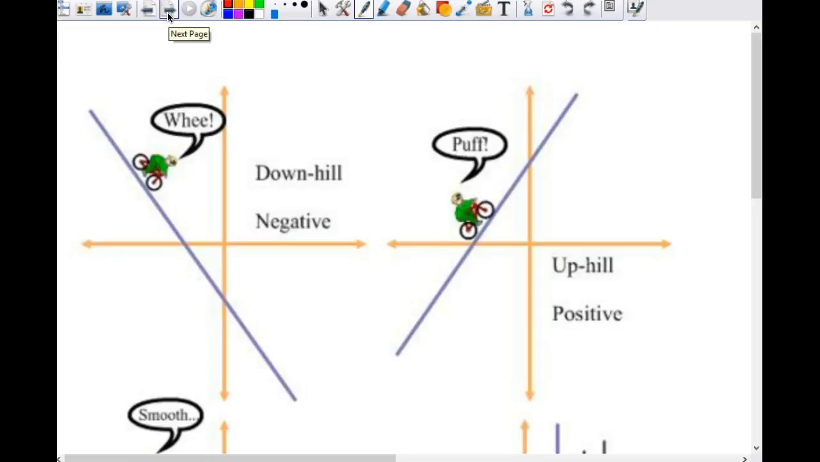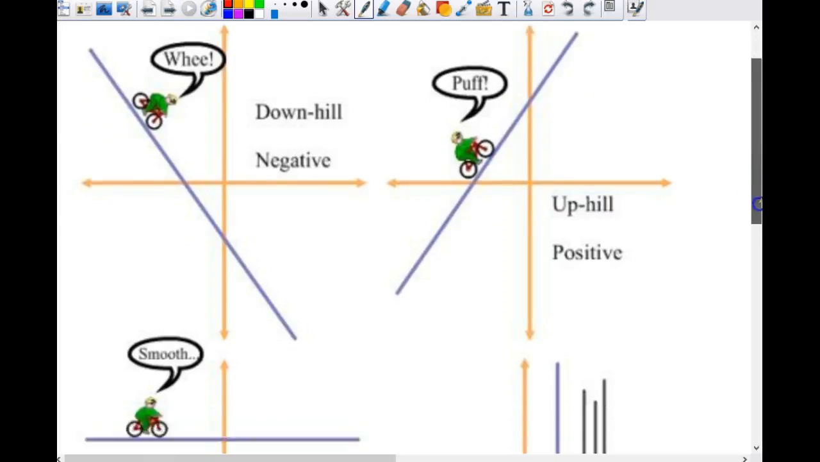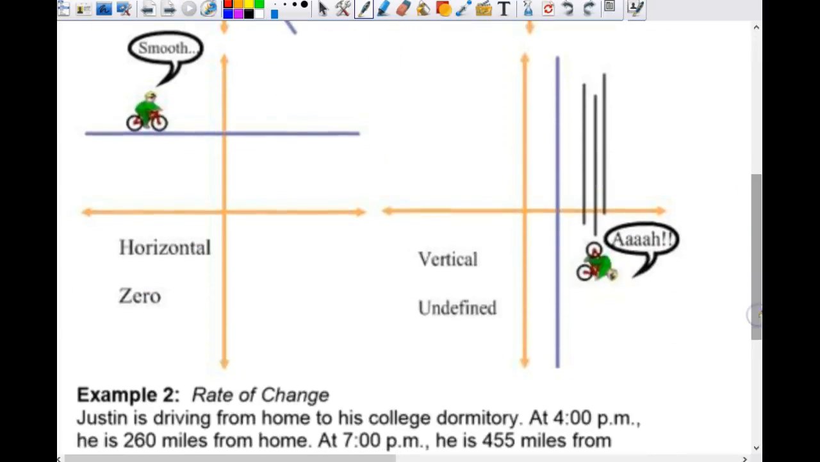All right. Negative slopes go downhill. Positive slopes go uphill. You guys should already know this. There's two complicated ones. A horizontal slope, which is a slope of 0, and a vertical slope.